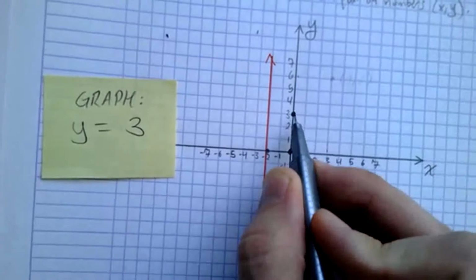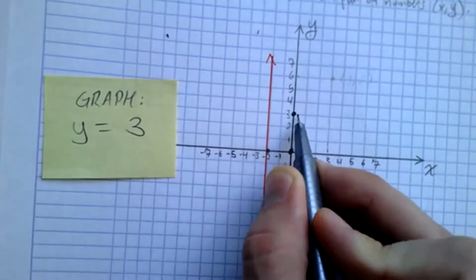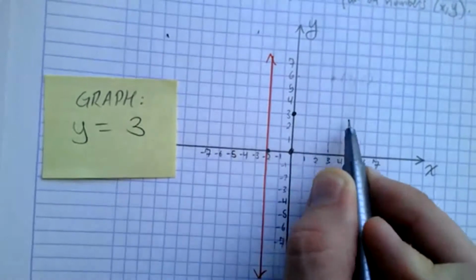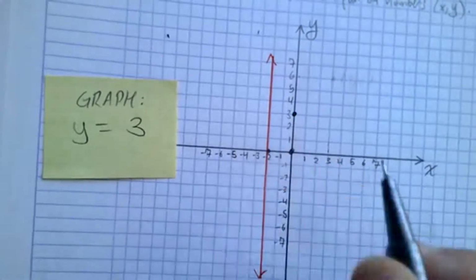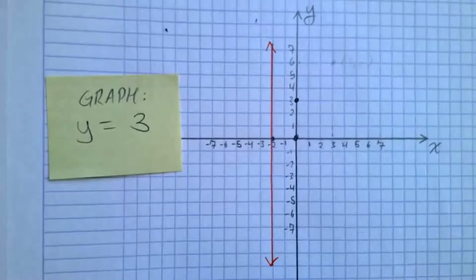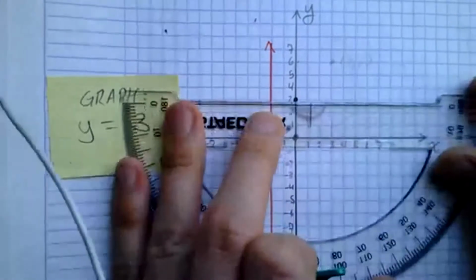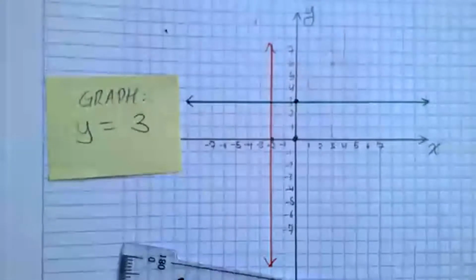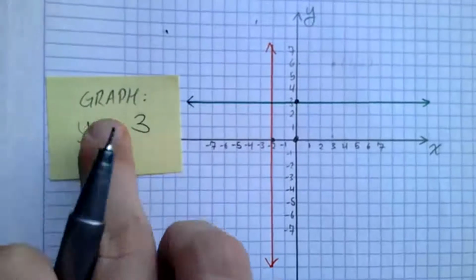But also notice that as long as I keep my y-coordinate 3, I can move anywhere I want to the left or right as long as I don't move up or down. So to graph this equation, I would just be drawing a horizontal line, because what I've just done is I've kind of painted in all of the points on this plane that have a y-coordinate of 3.